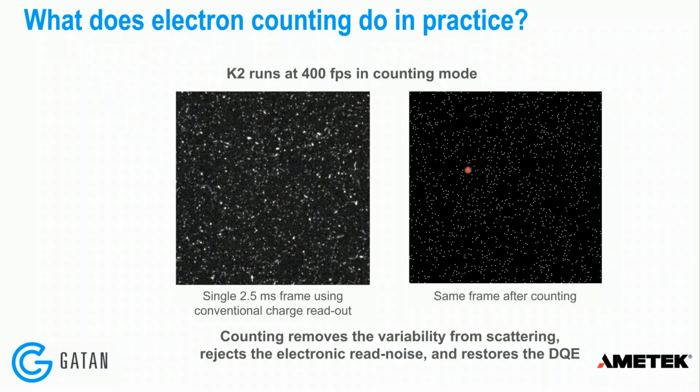So counting removes the variability from the scattering, and it rejects the electronic read noise. And this is how we get this really high DQE. So we restore the DQE by electron counting, which is a really big advantage in imaging performance.